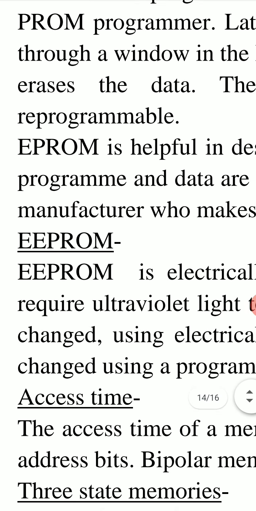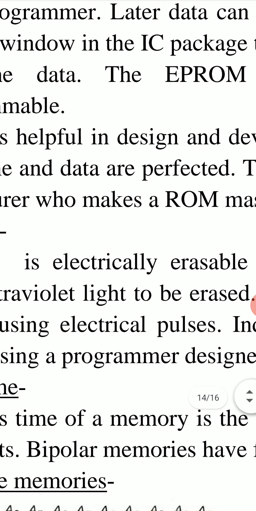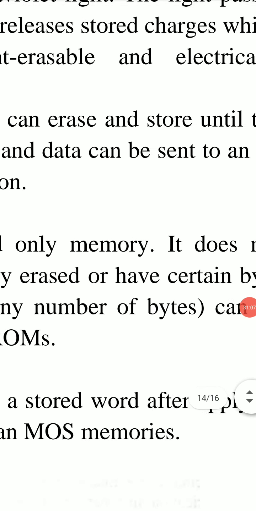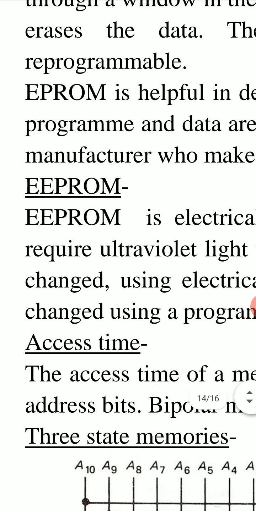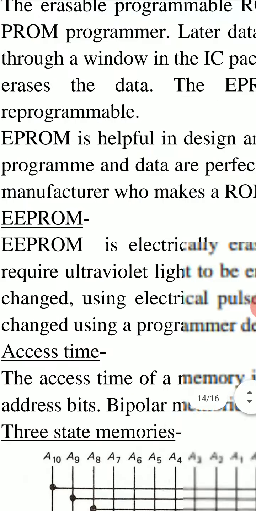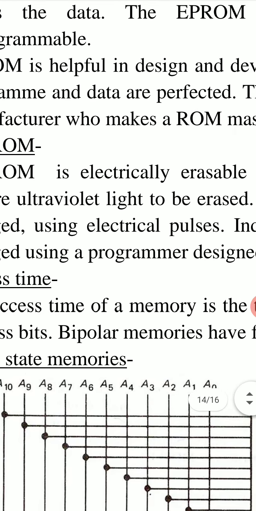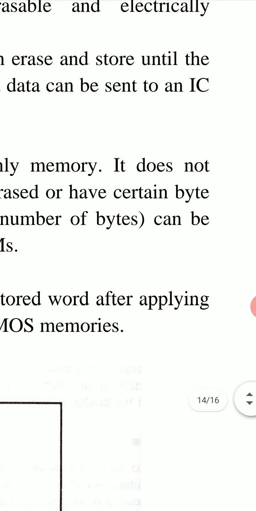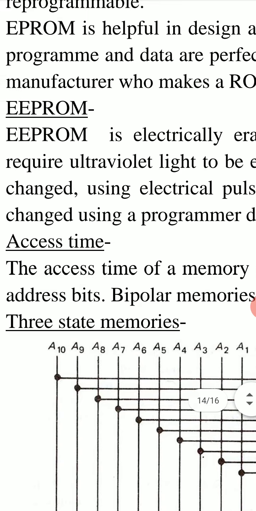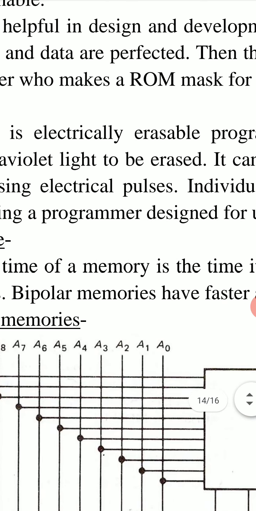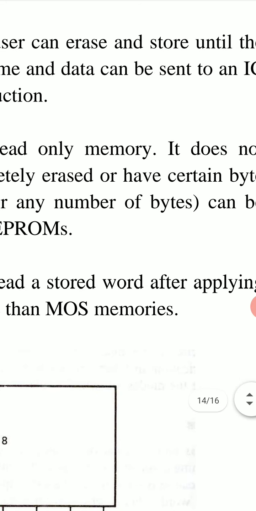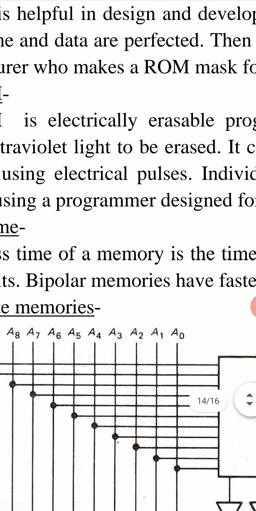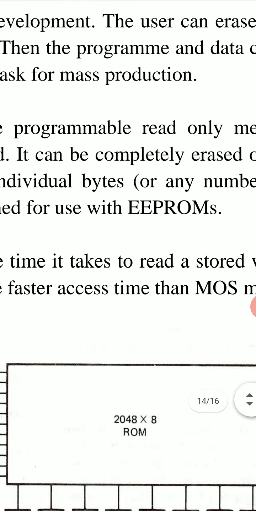By using ultraviolet light, we can erase the data. The EPROM is ultraviolet light erasable and electrically programmable. EPROM is helpful in design and development. The user can erase and store until the program and data are perfected. Then the program and data can be sent to an IC manufacturer who makes a ROM mask for mass production.